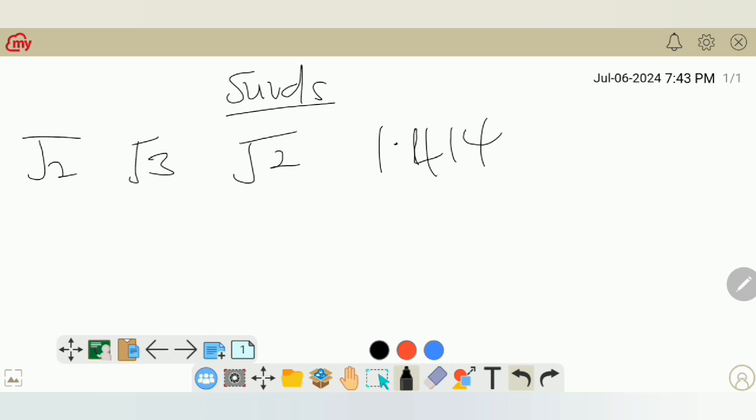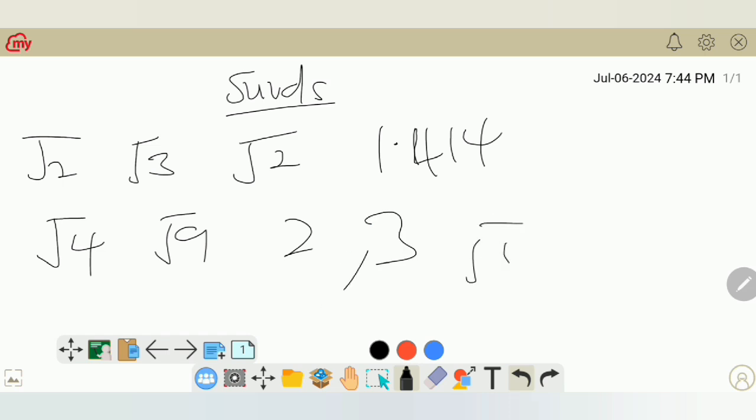However, root 4 and root 9 are not surds because they have exact values. For instance, root 4 is 2 and root 9 is 3 respectively. Other examples of surds include root 5, root 7, root 11, and many more. In general, the square root of all prime numbers are surds.